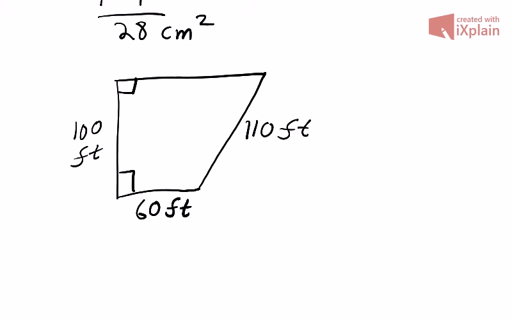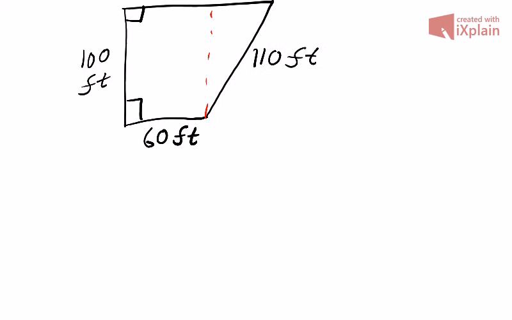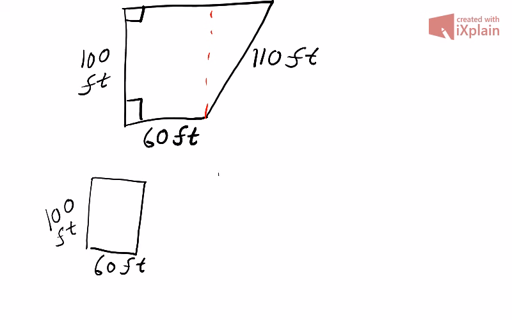So this is going to be just like our earlier problem. We're going to split this up into a triangle and a rectangle. So my rectangle, I'll draw this a little smaller so you can see more on the screen. 60 feet right here and 100 feet right there. That's easy. And my triangle is going to be 110 feet here and 100 feet right there.